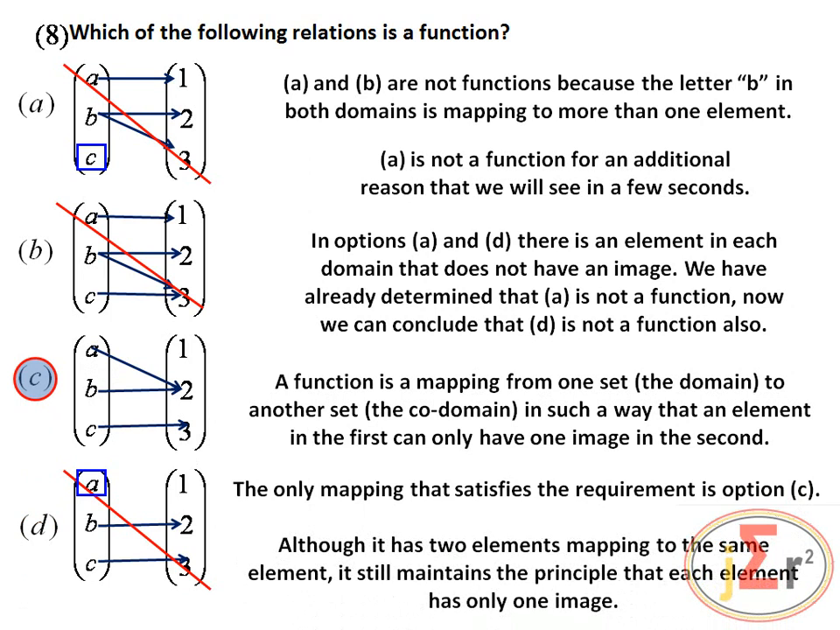Although it has two elements mapping to the same element, it still maintains the principle that each element has only one image. So notice we have A and B, they are mapping to the same thing. But A is only mapping to 1 and B is only mapping to 1. Therefore, it is a function. And that is the correct answer.